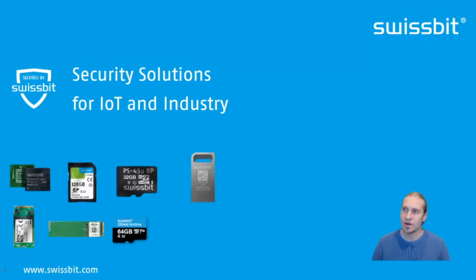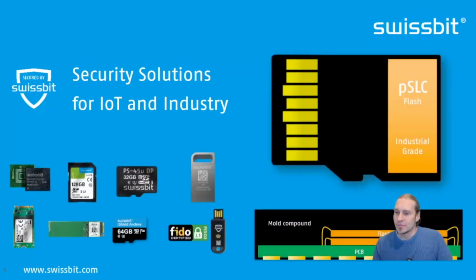So roughly speaking, Swissbit has been doing industrial flash memories for 20 years. We also have FIDO sticks, like something you might also know as YubiKey. So these kinds of hardware security tokens we also have. And the cool thing about Swissbit is that we produce our flash in Germany, in Berlin.